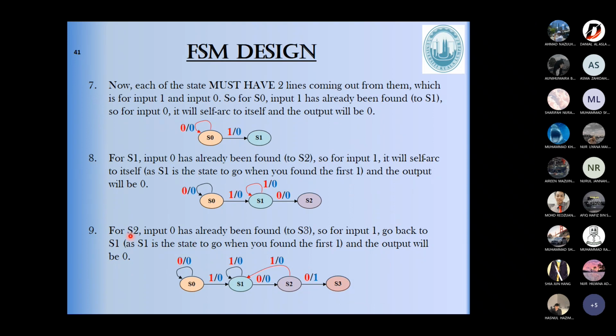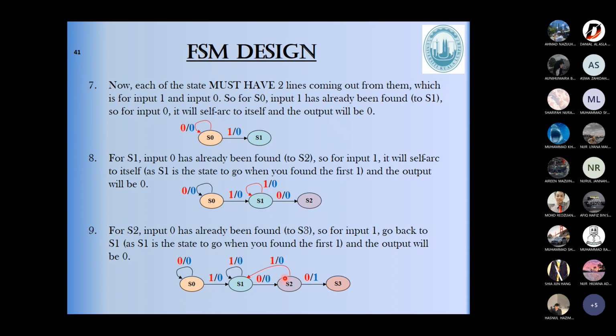Okay, for state 2, output 0 has already been found to state 3. Okay, state 2 dah jumpa kosong, pergi ke state 3. So for input 1, it will go back to state 1. So untuk input 1, dia patah balik ke sini. Dia tak boleh pergi balik kepada dia. It cannot save up to S2 because why? Because S2, you can only go to S2 whenever you found 0. Why? S1 has already proved that. S1 jumpa kosong, dia pergi ke S2. So you tak boleh save up, jumpa 1 pergi ke sini.